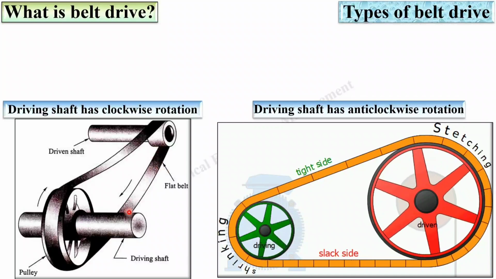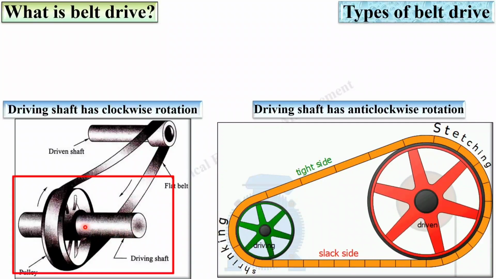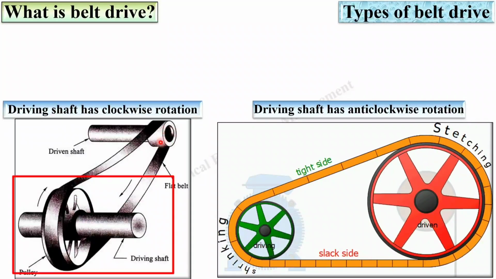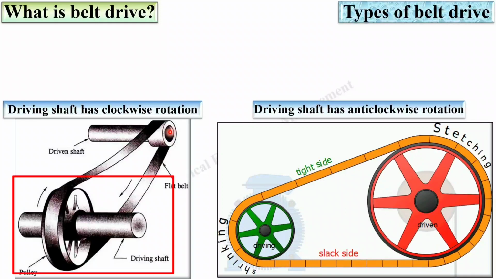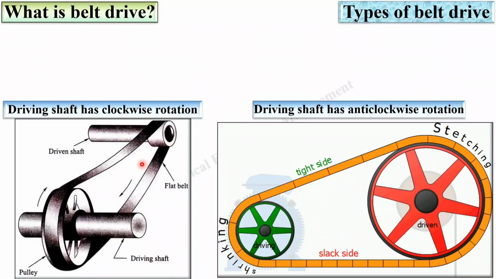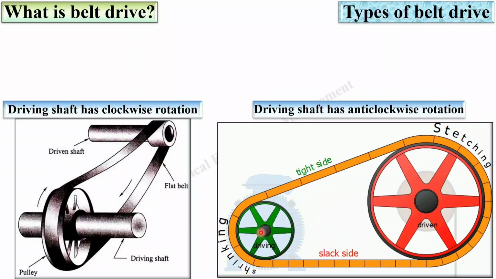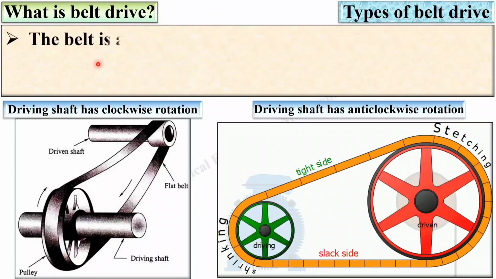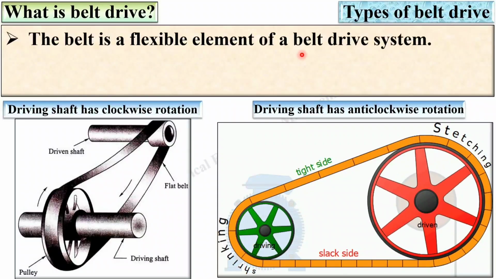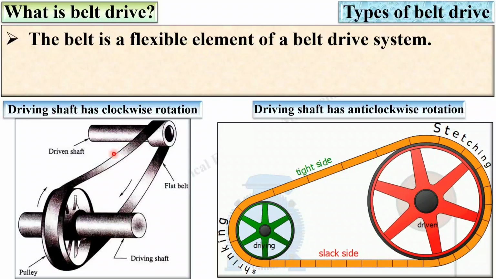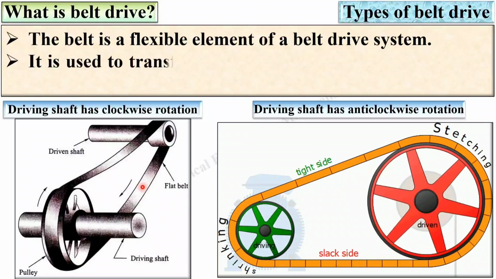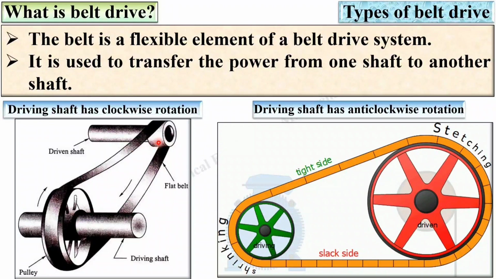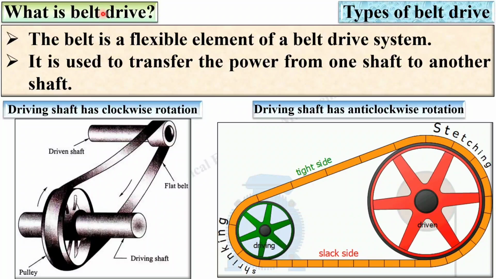In this figure you can see this is the driving shaft which is rotating in the clockwise direction, so that the driven shaft will also rotate in the clockwise direction. So simply you can transmit the power by using the belt drive in the clockwise direction or in the anti-clockwise direction. The belt is a flexible element of a belt drive system. Here you can see it is flexible. It is used to transfer the power from one shaft to another shaft. This is a very simple introduction of the belt drive.